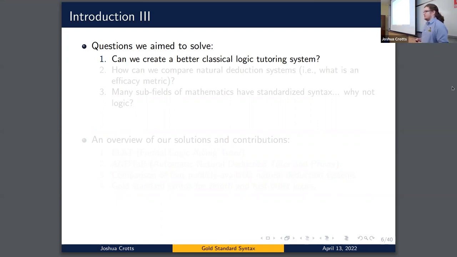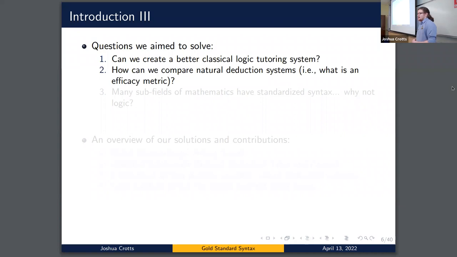So like I said, there are plenty out there, but we wanted to know if we can improve on the current state of the art. Two, how can we compare natural deduction systems? If you have multiple natural deduction systems, what makes one better than another? There's no well-defined metric for natural deduction systems. So we wanted to see if we could come up with one.